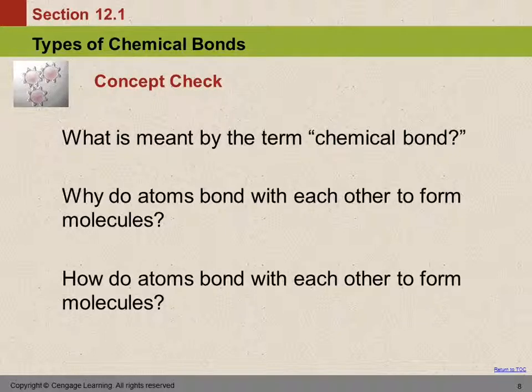How do they do it? We talked about 2 ways. Sharing or transferring. So covalent is sharing. Like co-sleeping. Covalent, co-sharing. Sharing electrons. And ionic bonds are transferring electrons. So those are the 2 ways in which they do that.